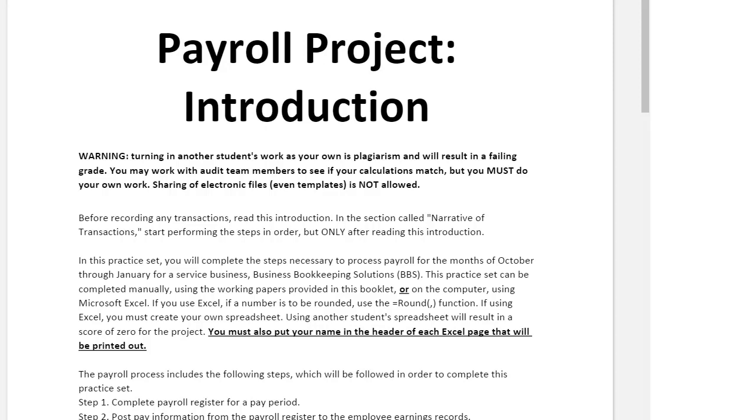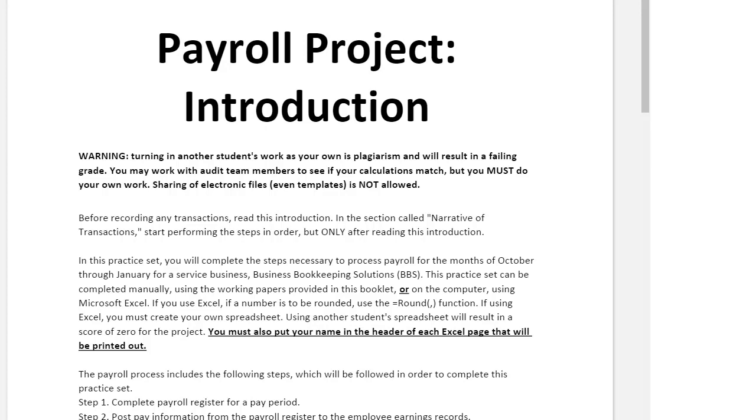Payroll project, introduction. Warning: turning in another student's work, as always, as your own is plagiarism and will result in a failing grade. You are required to audit your work with teammates, but you must do your own work. Sharing of electronic files, even templates, is not allowed.